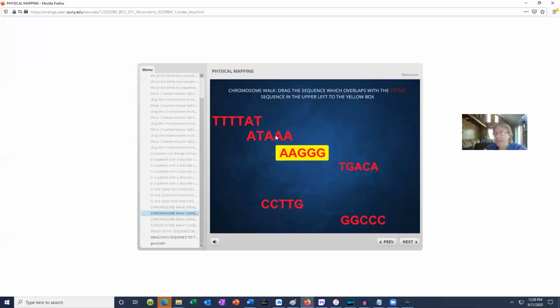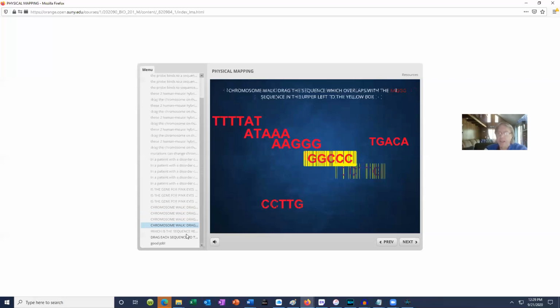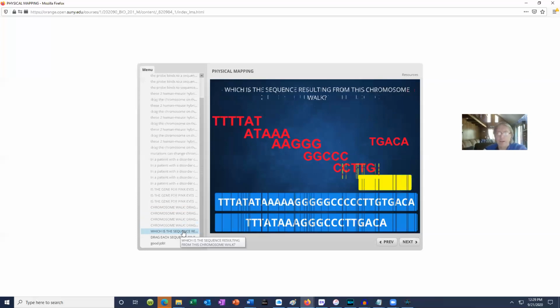So after the AA, there would be 3 Gs, right? Because this lines up with that, and then this would be the next section. And then we could go on into the next section, and then the next section, and then out of these random sequences, we determine, I now know what the sequence of the whole DNA segment is. All right.